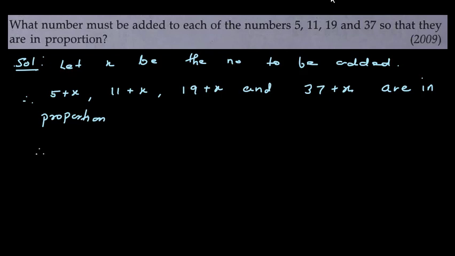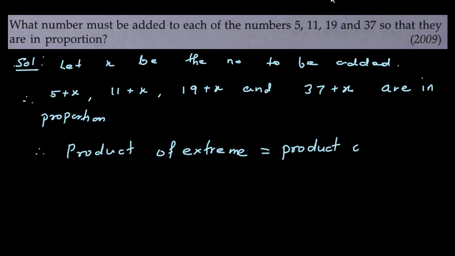we know that when A, B, C, D are in proportion, then product of extreme is equal to product of mean. So therefore I can say that product of extreme is equal to product of mean. You can also say that A upon B equals C upon D, like that, or directly you can say that product of extreme is equal to product of mean. So therefore extreme means first and last term.